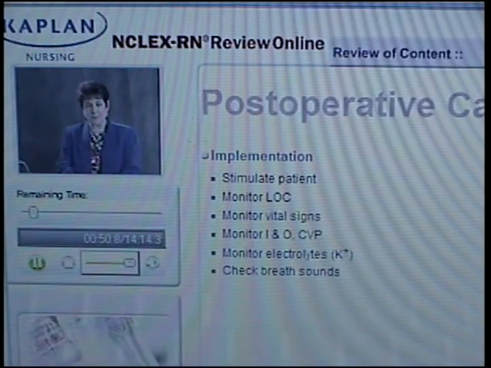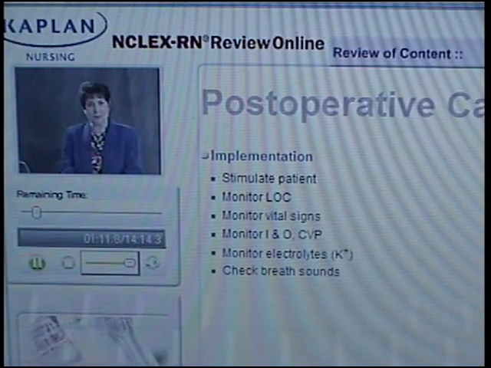After the patient comes back from surgery, you want to stimulate them to help them recover from the anesthesia. You want to monitor their level of consciousness. You want to check their vital signs almost continuously. And if the systolic blood pressure falls below 90 millimeters of mercury, this should be reported.